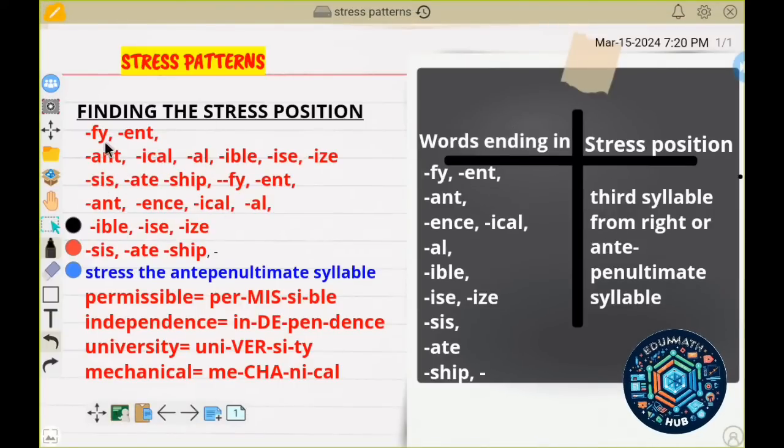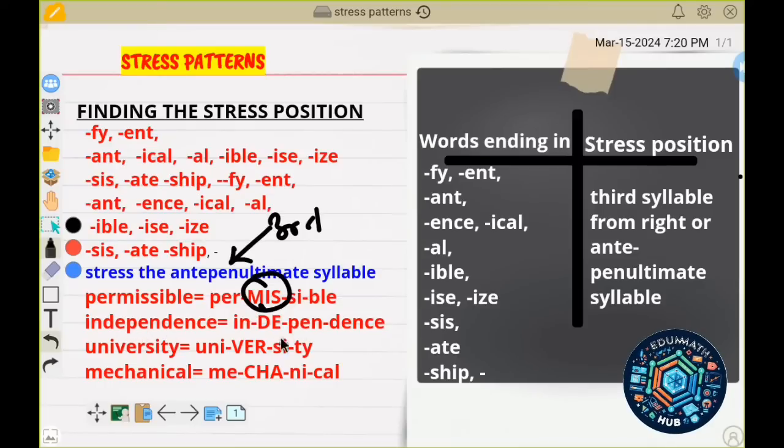So we have words ending in fy, ent, ant, and so on. If you have any word ending in this format, as you can see on your screen, what you need to stress is the third syllable from the right hand side, which is also called the anti-penultimate syllable. Here you have permissible. This is the last syllable, this is second to the last, which is the penultimate. Then this one will be the third syllable from the right hand side, or you can call it the anti-penultimate. So it should be in capital letters, MIS.